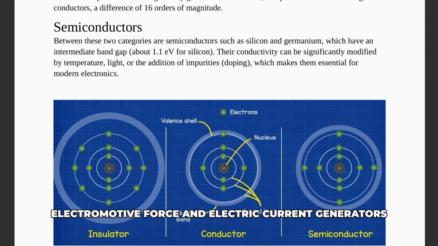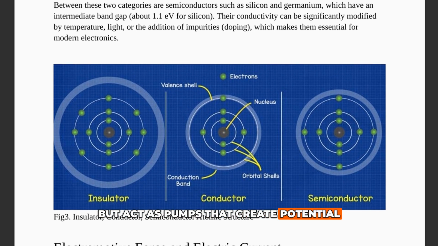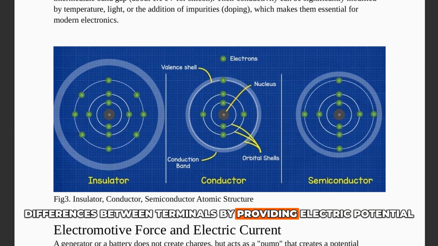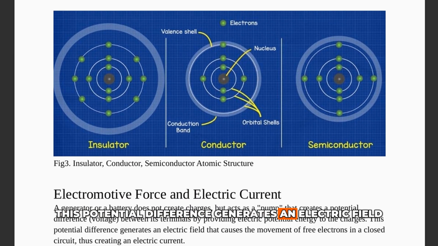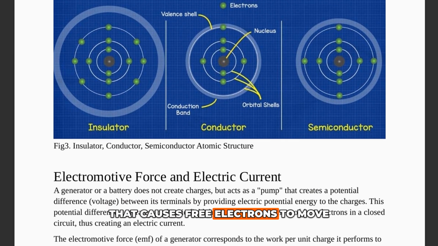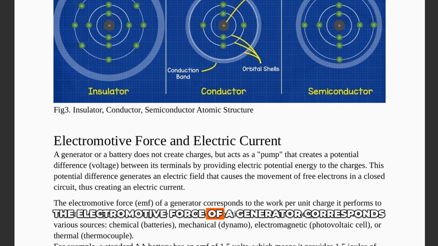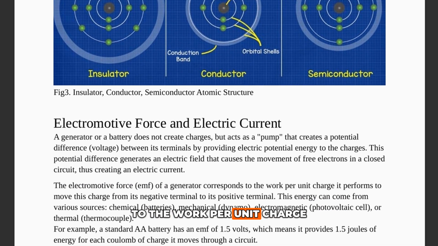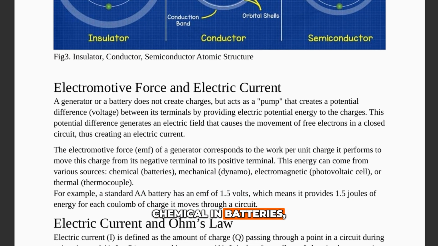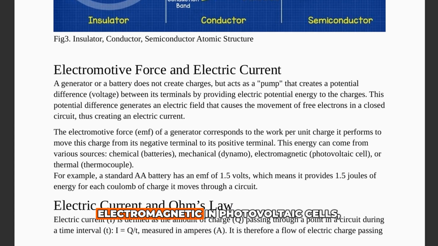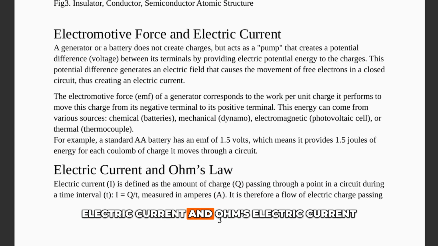Electromotive force and electric current. Generators and batteries don't create charges but act as pumps that create potential differences between terminals by providing electric potential energy to charges. This potential difference generates an electric field that causes free electrons to move in a closed circuit, creating an electric current. The electromotive force of a generator corresponds to the work per unit charge it performs. This energy can come from various sources: chemical in batteries, mechanical in dynamos, electromagnetic in photovoltaic cells, or thermal in thermocouples.